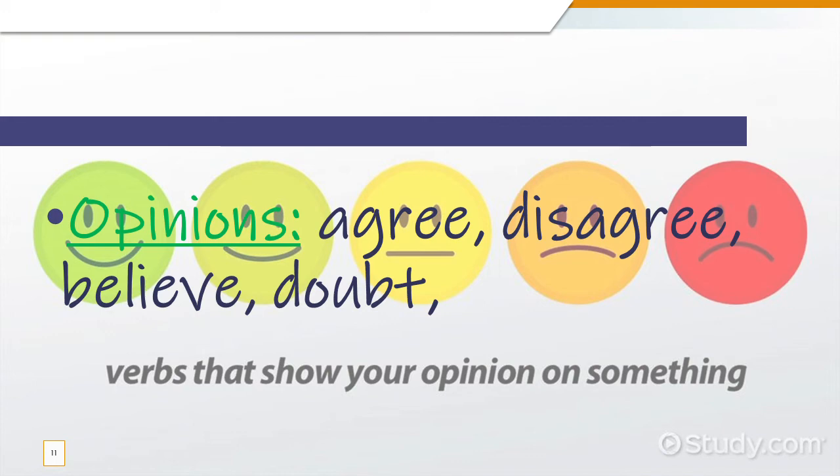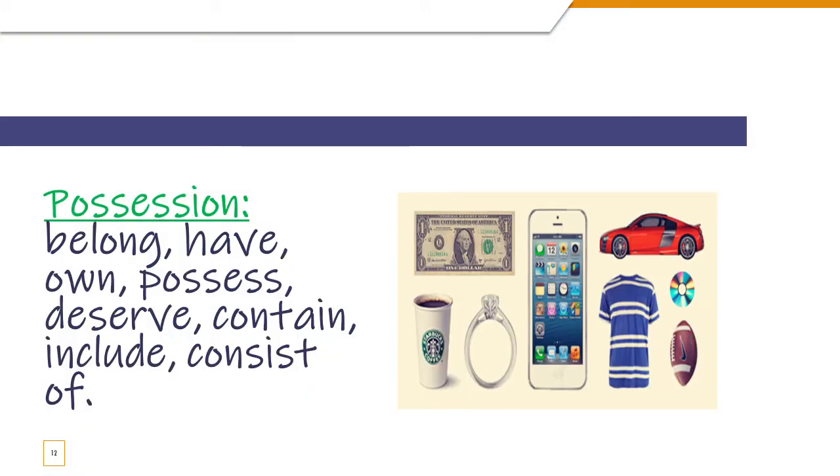Okay, so as I told you, the word think is also used to talk about opinions, which we are going to discuss later in the next video. And the words that denote opinions are basically agree, disagree, believe, doubt, etc. We also have stative verbs that talk about possession, meaning when you own something, that is called possession. So the words for possession are belong, have, own, possess, deserve, contain, include, consist of.